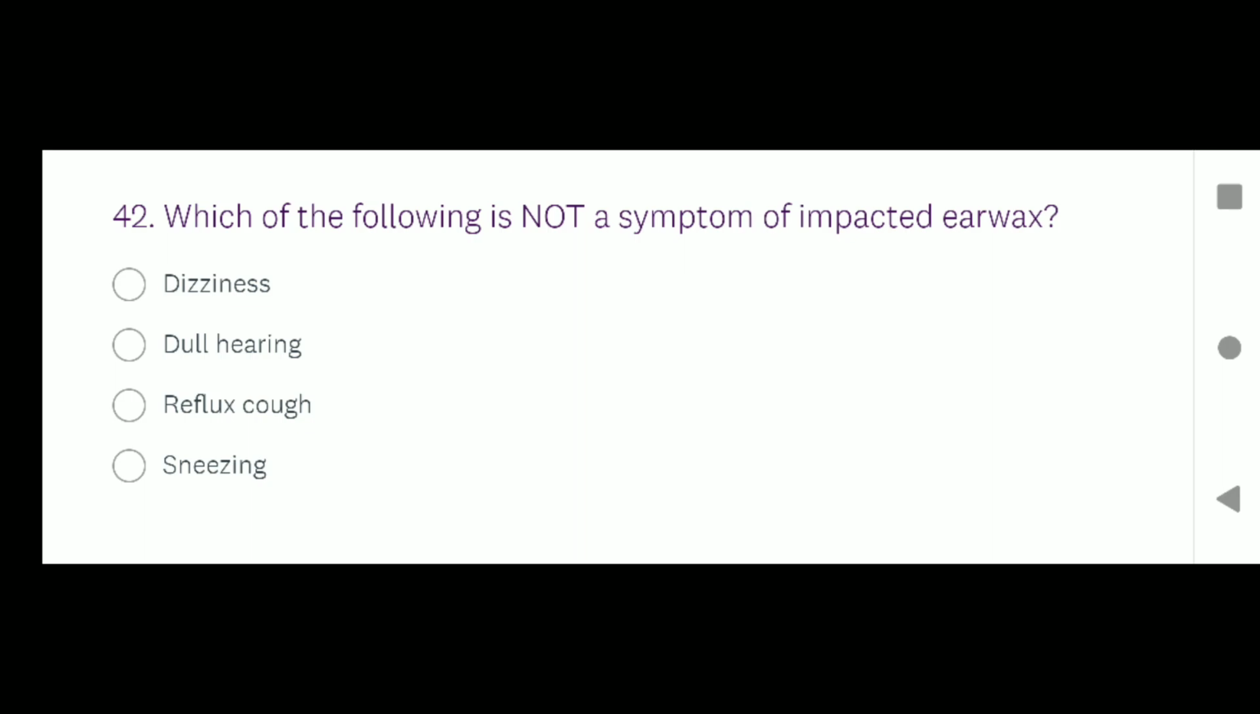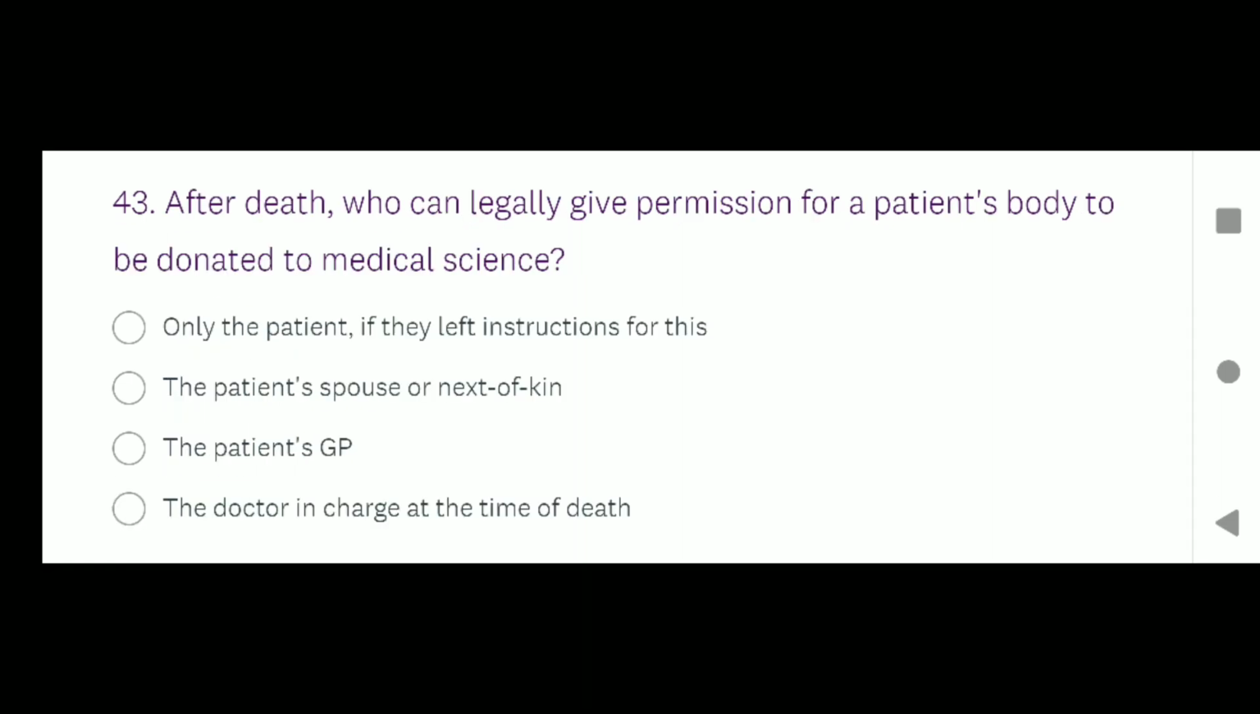First of all, you have to listen to the question very carefully. Okay, I know all of you have got the answer right. So moving on to the next question. After death, who can legally give permission for a patient's body to be donated to medical science? Options are option A, only the patient if they left instructions for this.